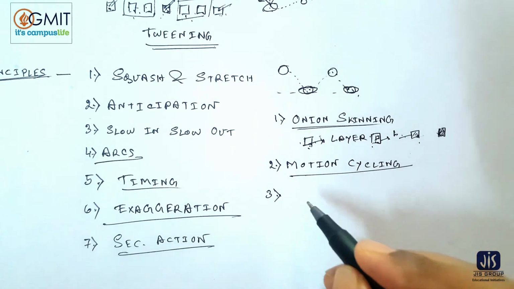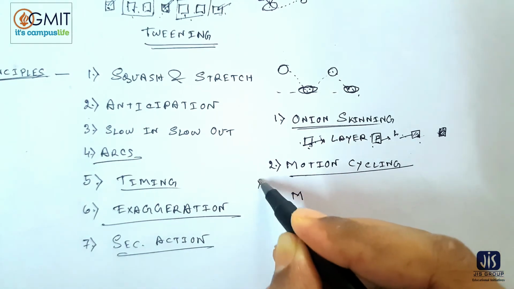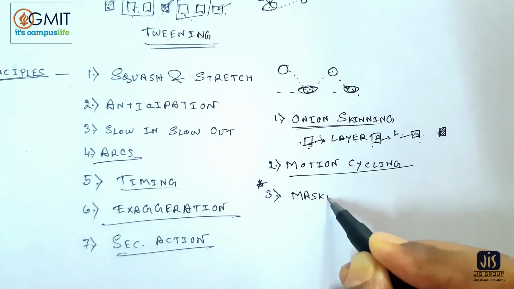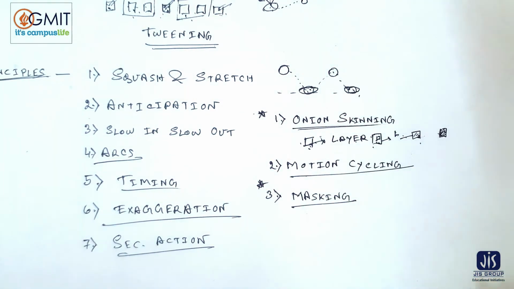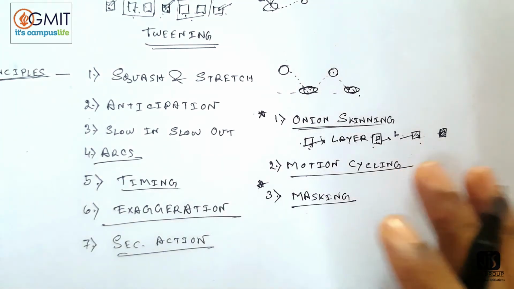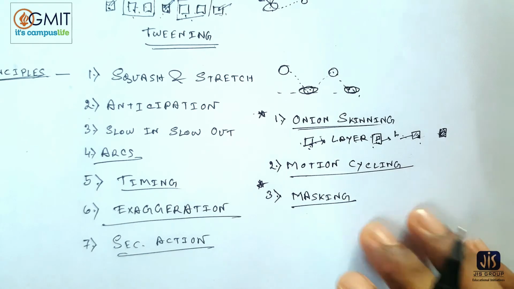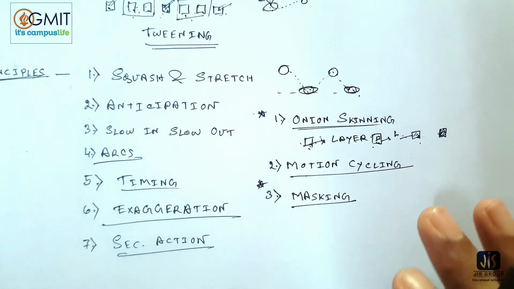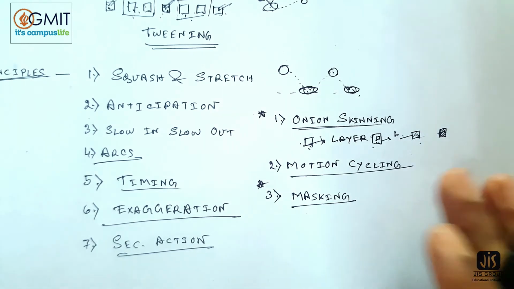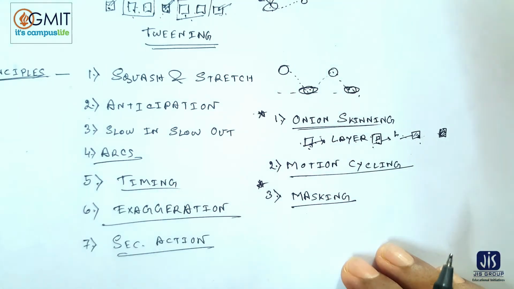Number 3, very very important, masking. This is also very very important. What is masking? A mask is a computer program, in a sense a model of the plastic mask. It protects the parts of the frame from the application of ink. By this technique we can make the animated object appear more behind the protected area.